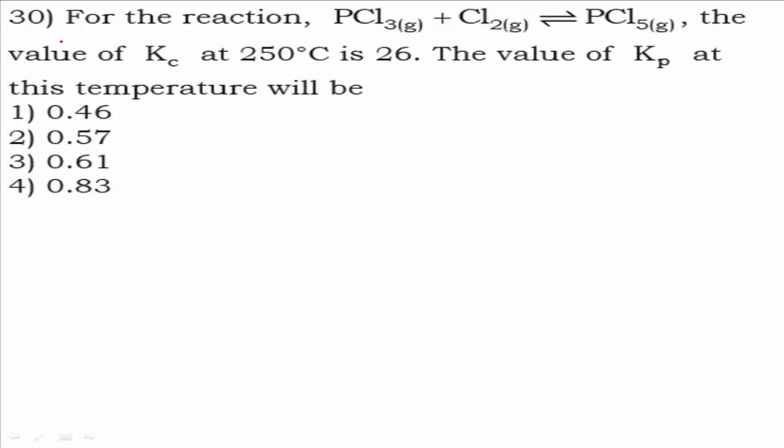See the question once again. For the reaction PCl3 plus Cl2 gives phosphorus pentachloride, the value of Kc at 250 degrees Celsius is 26. The value of Kp at this temperature will be. Options are already given here: option 1 0.46, option 2 0.57, option 3 0.61, and option 4 0.83.